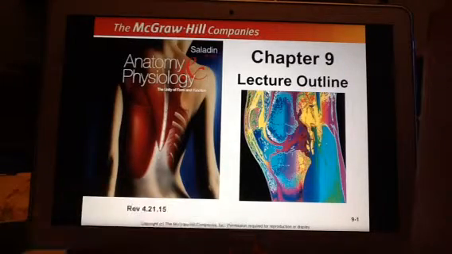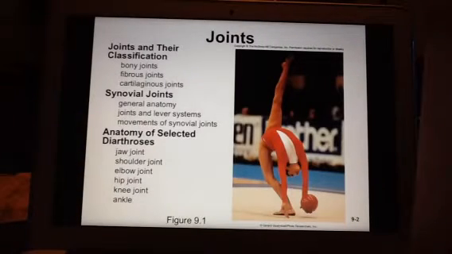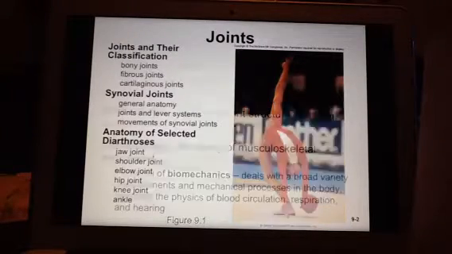This week we'll be studying joints for Chapter 9. Joints are classified into 4 types: bony, fibrous, cartilaginous, and synovial. We'll be spending more time on synovial than anywhere else, but it's pretty straightforward.